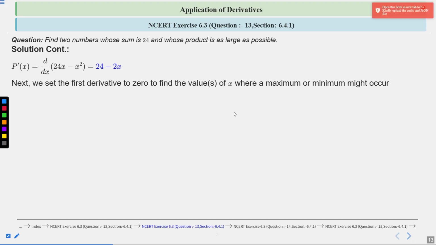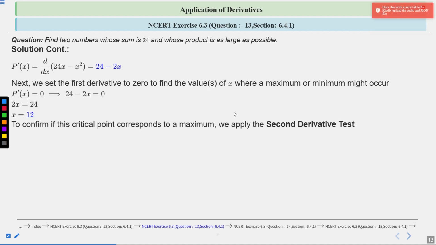Next, we set the first derivative to 0 to find the values of x where a maximum or minimum might occur. So P dash x equal to 0. So 24 minus 2x will be equal to 0, so 2x will be equal to 24, and x will be equal to 12.